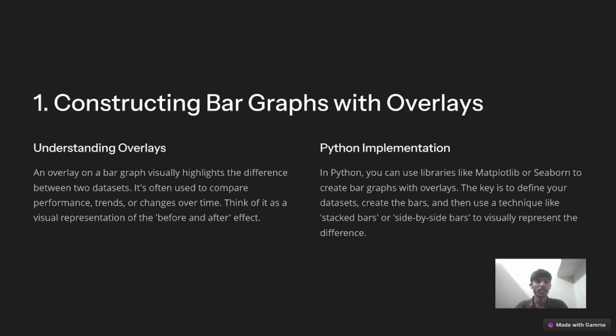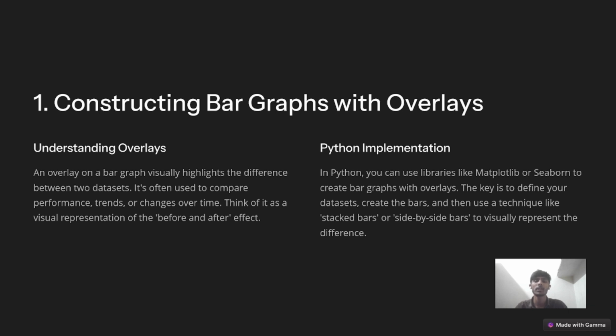Understanding overlays. An overlay on a bar graph visually highlights the difference between two data sets. It's often used to compare performance, trends, or changes over time. Think of it as a visual representation of the before and after effect.